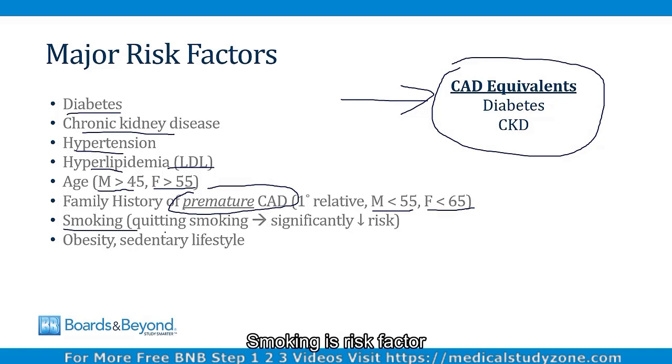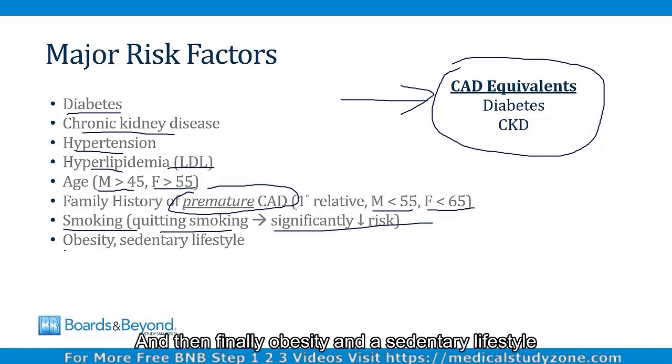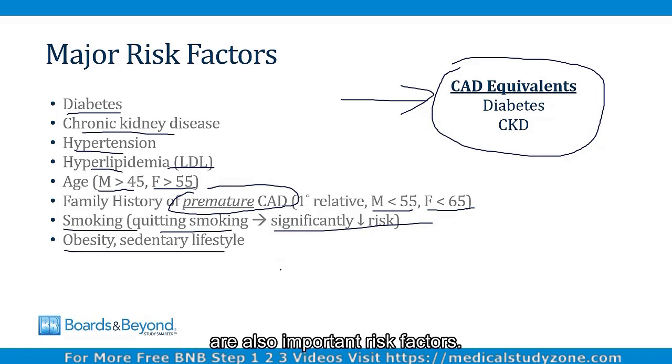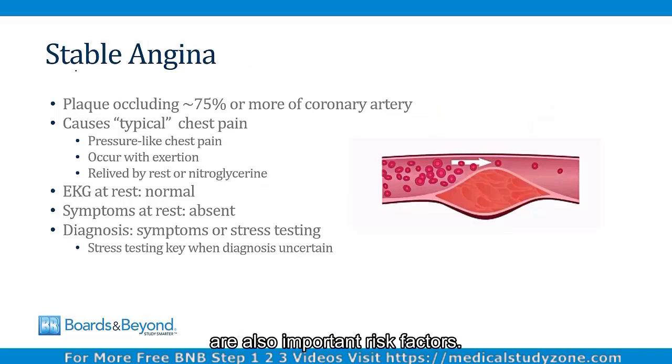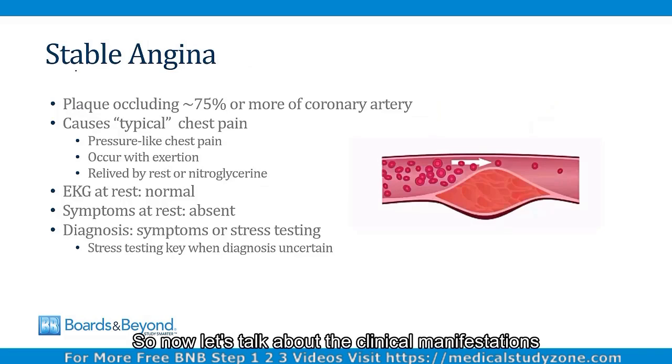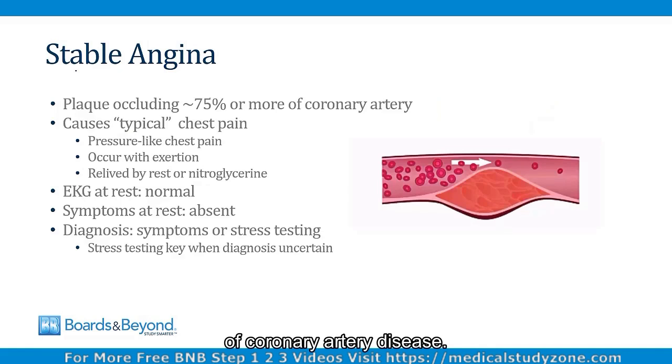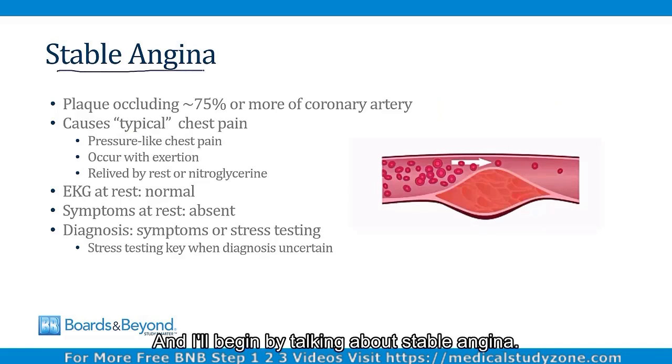Smoking is a risk factor, and quitting smoking significantly reduces the risk of coronary disease. And then finally, obesity and a sedentary lifestyle are also important risk factors. So now let's talk about the clinical manifestations of coronary artery disease, and I'll begin by talking about stable angina.